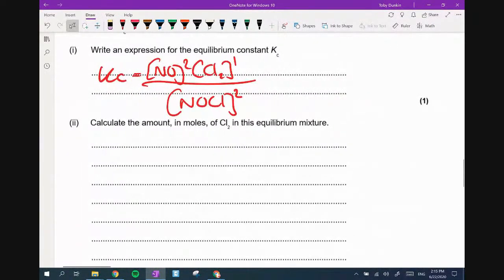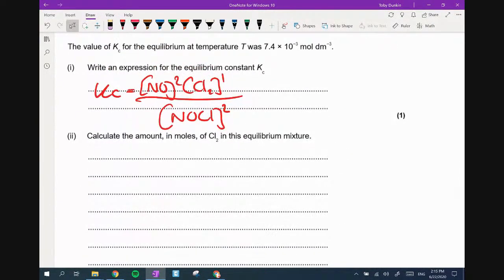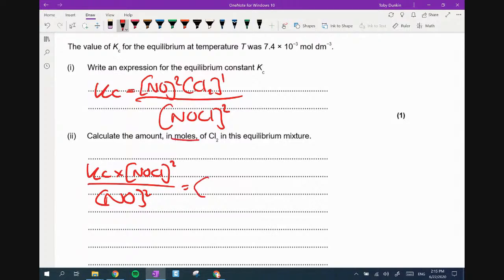Right, calculate the moles of chlorine at equilibrium. So we need to reorganize. We've got to do the divide first. So Kc multiplied by NOCl to the power of 2, divided by NO to the power of 2, is going to give me Cl2 concentration. They've asked me for moles. It's a clever game, this.